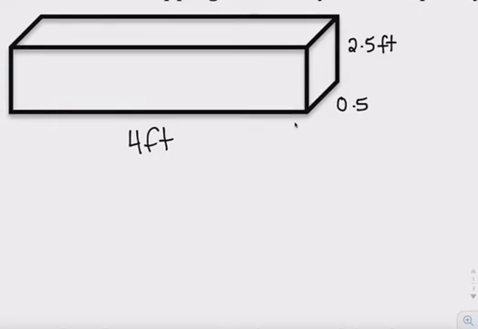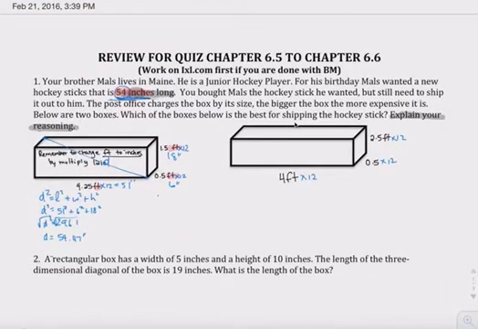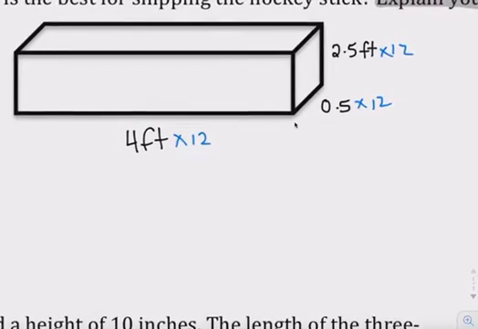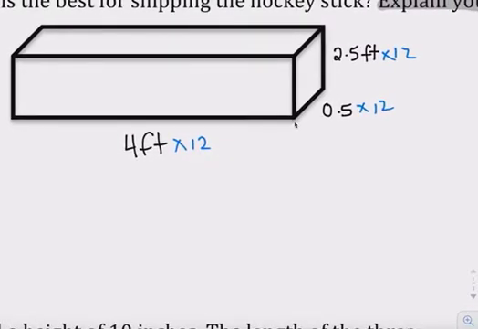4 feet times 12, remember, we need to make it into inches. Cannot work with this because our problem here is in inches. So 4 times 12 is 48 inches. Oh, I forgot to put feet here on your worksheet. 0.5 times 12 is 6 inches. 2.5 times 12 is 30.